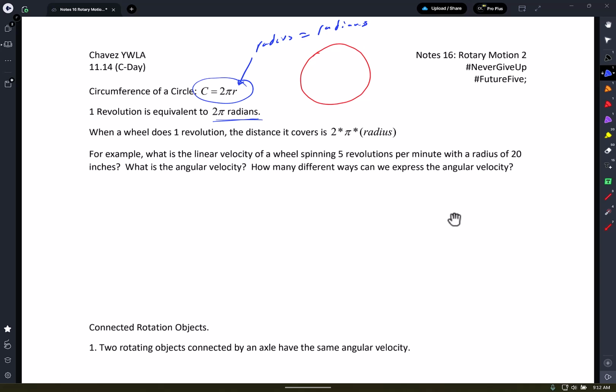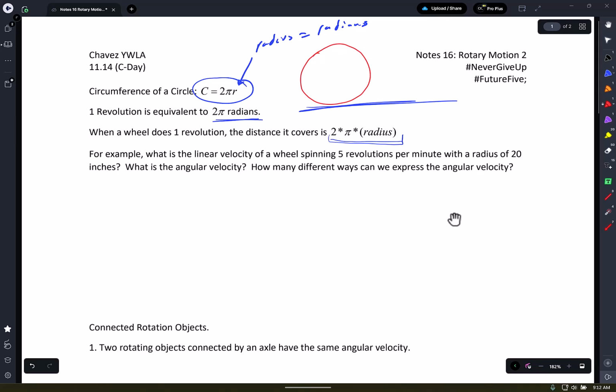And then I say, so for example, when a wheel does 1 revolution, the distance it covers is 2 times pi times radius. So if this were the ground, if I were to have that wheel here on the ground, and this does 1 revolution, the amount of distance it covers is literally just 2 times pi times radius. Does that make sense? So here's how you can use that information. Okay, child, you're telling me this. How can I use that?